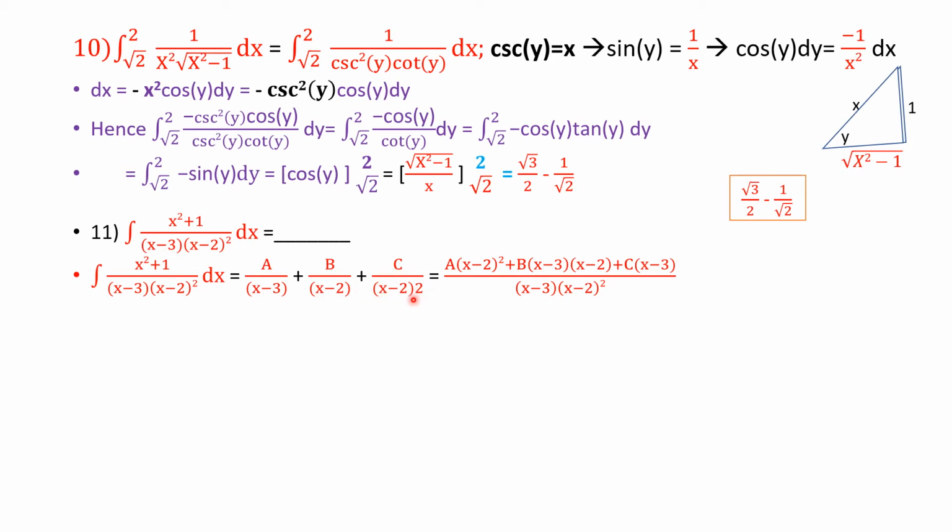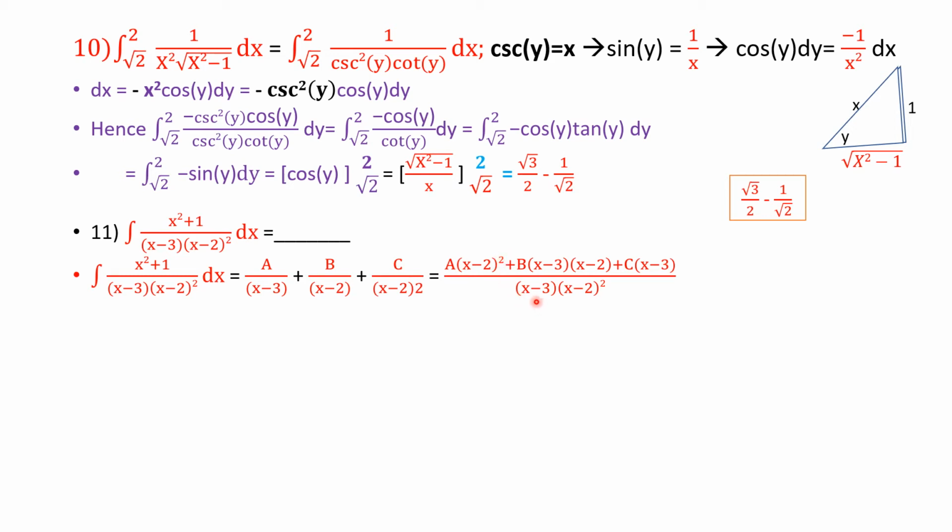Now we have to look at the least common denominator of these three, which is this value. This value is the least value that is divisible by all these three denominators. So we'll start from the first one. We take this least common denominator and divide it by x minus 3, which gives us x minus 2 squared. So we multiply a by x minus 2 all squared.